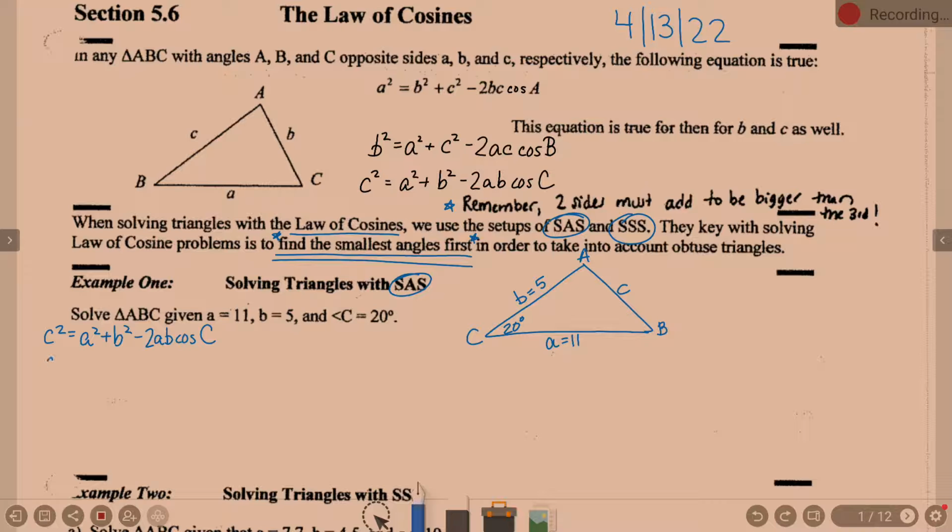Little c squared is just going to stay because we don't know what little c is. a squared, 11 squared, plus b squared, 5 squared, minus 2 times a, which is 11, times b, which is 5, times cosine of C, so cosine of 20 degrees.